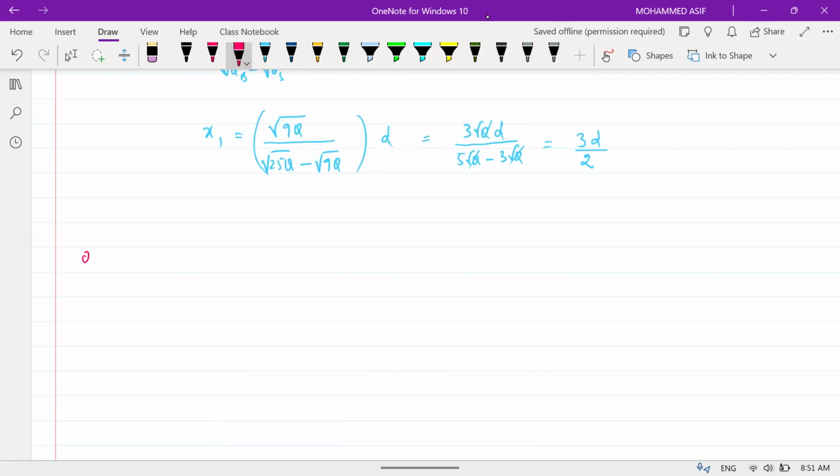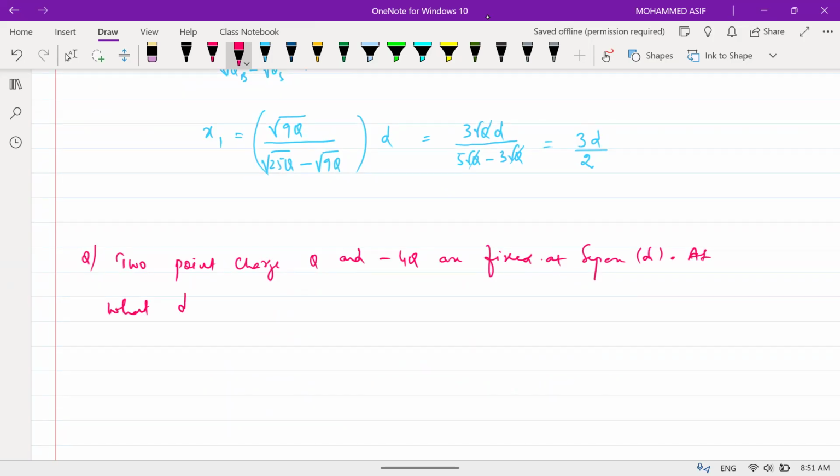Okay, I'm giving one more question based on the same formula. Try to tell me. By the time I complete the question, you should give me the answer. We got 2 point charges, q and minus 4q, which have been fixed. And separation between them is, say for example, d. Question is, at what distance from capital Q is the electric field 0? Tell me the answer faster.